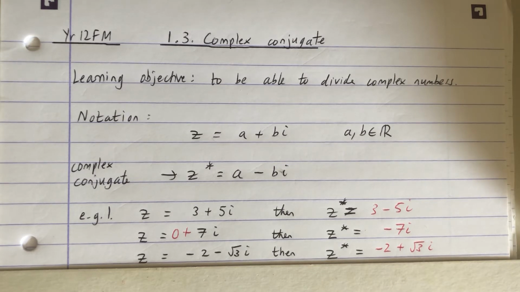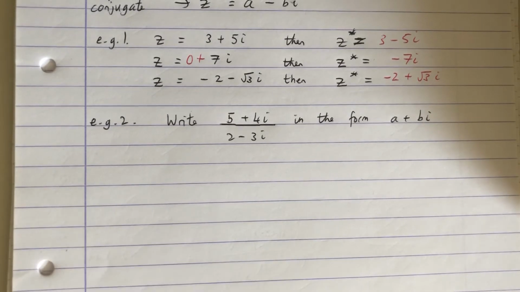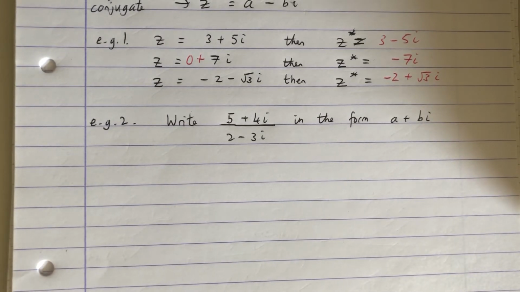But the second use of it is to help you divide complex numbers, which is what we're going to do in example number 2. So example number 2 is as follows. We've got 5 plus 4i over 2 subtract 3i, and it needs to be in the form a plus bi. Now, this question should look relatively familiar to you, particularly if I replace the i's with root minus ones. It will look very similar to a surds question, and in particular rationalizing the denominator in a surds question.